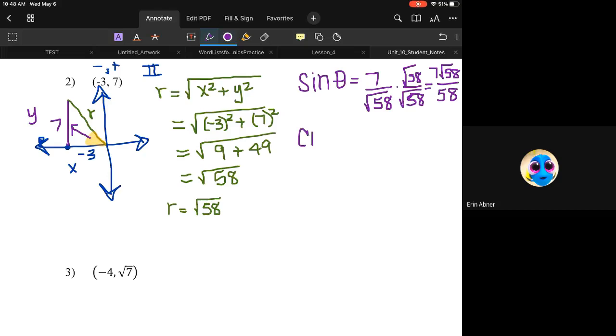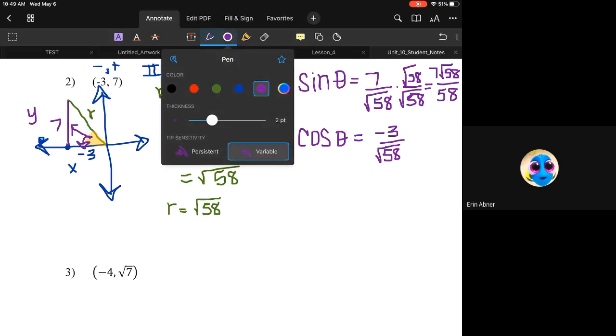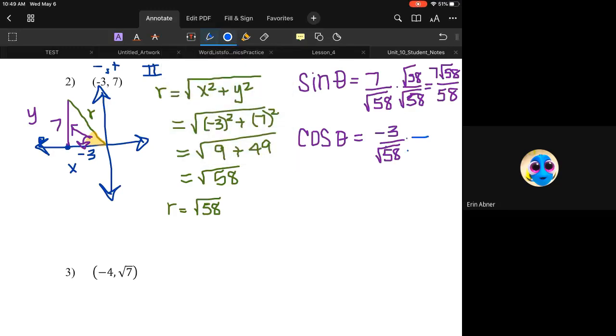So then my cosine of theta will be equal to my adjacent, my neighbor here, so my -3 over my hypotenuse, which is going to be my square root of 58. If I, in my head, rationalize my denominator, I'm going to multiply by square root of 58 over square root of 58. What I'm left with is -3 square root, whoa, gonna run out of space.